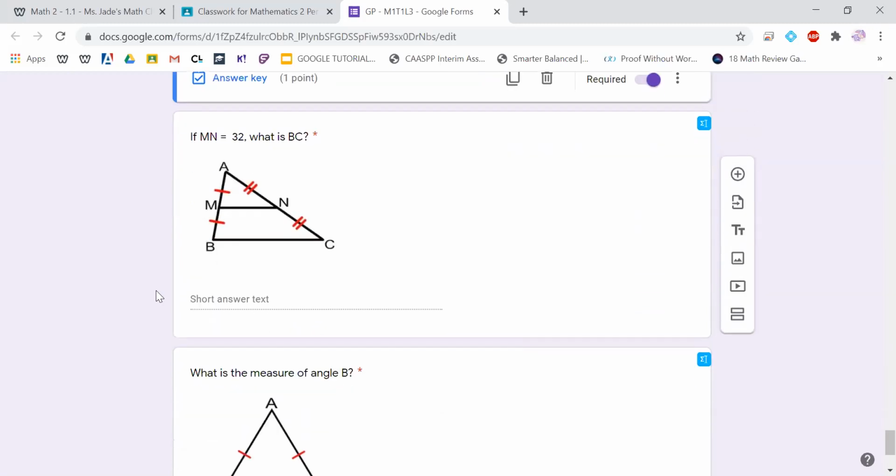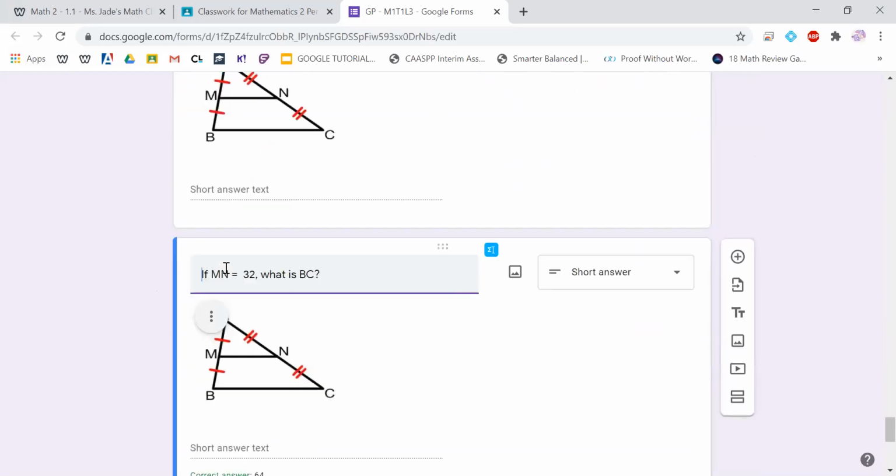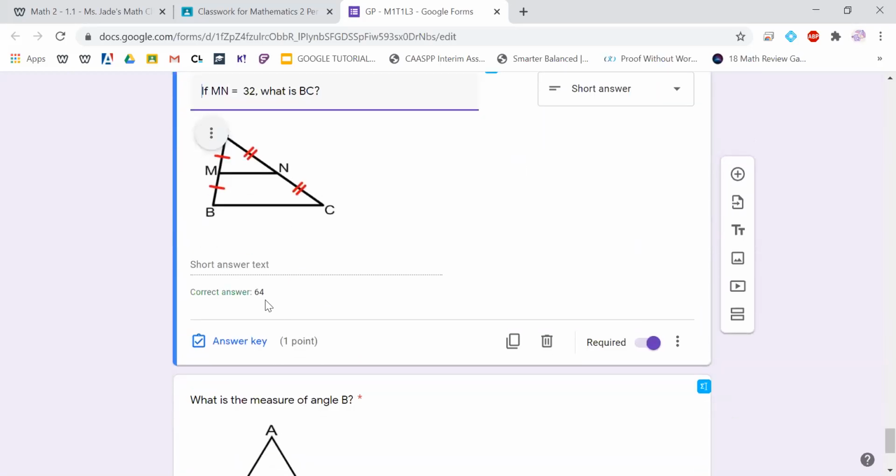Let's go to the next one. They say this time MN is 32. What is BC? 64. Good, so you doubled it. That's good because BC has to be double the length of MN. So you double 32 and you get 64. All right.